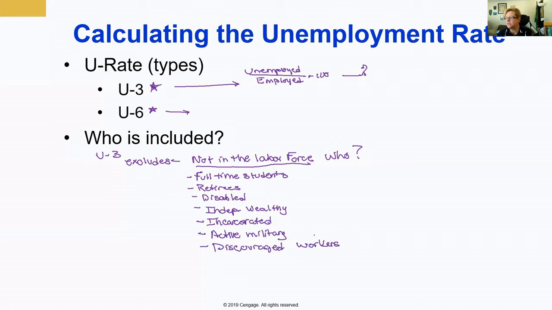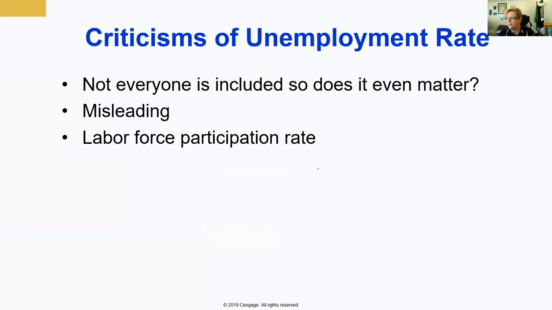When we exclude a lot of these categories, the unemployment rate tends to be understated if we're looking at U3. If we look at some of these others like U6, there's various ones out there that will tend to include some of those populations. Okay, here's your criticisms of the unemployment rate. If everyone is not included, does the unemployment rate even matter? And the answer to that is actually yes. It does matter. We just want to make sure that we're comparing the same types of rates. So if you're using U3, you want to continue to use U3.